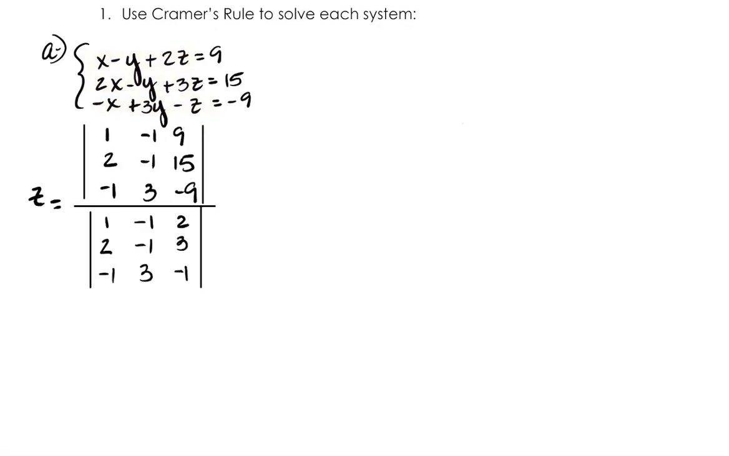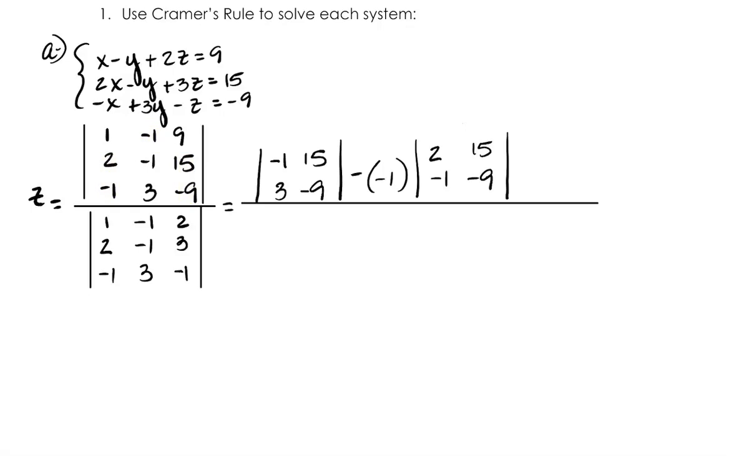Now we are going to solve the determinants. We're going to say 1 times the determinant of these 4 values minus negative 1 times the determinant of these 4 values plus 9 times the determinant of these 4 values. And we already know that the determinant of the system is 3. Now we can solve for z.